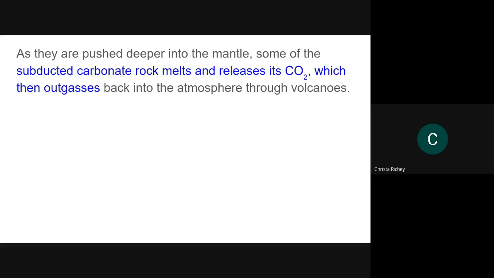So this is a continuation of the previous one. They get pulled down into the mantle. The carbonate gets melted. And you've got the CO3 becomes CO2 and it gets into the gaseous state and out it comes from the volcano itself.